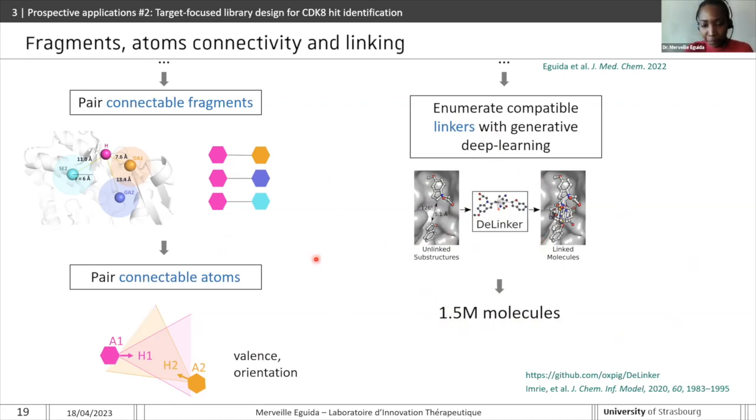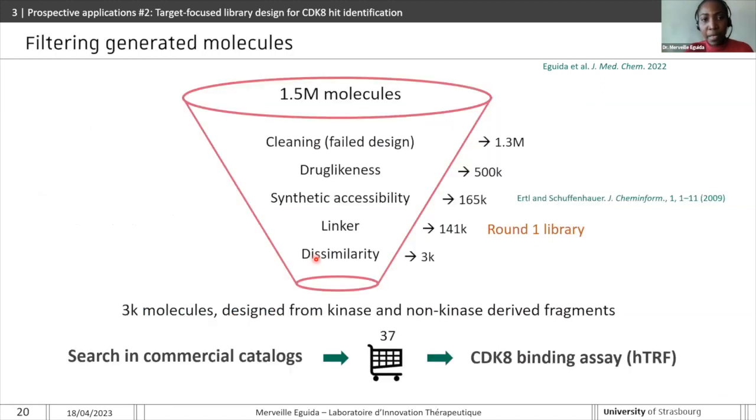From these 1.5 million molecules, we filtered out designs that failed because the linker couldn't actually link the two molecules, but just attached something to one fragment. We filtered for drug likeness and synthetic accessibility using the SA score from Novartis. We ended up with a few hundred thousand molecules that we filtered by dissimilarity.